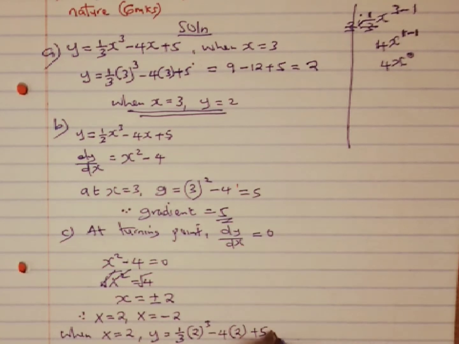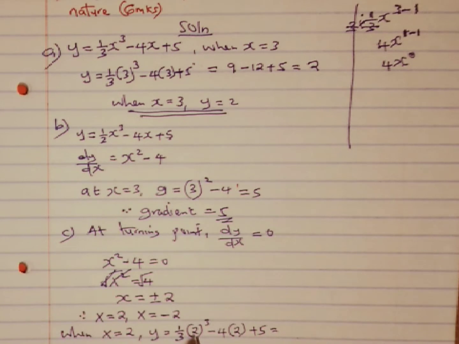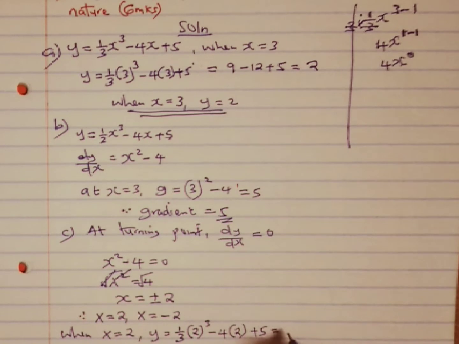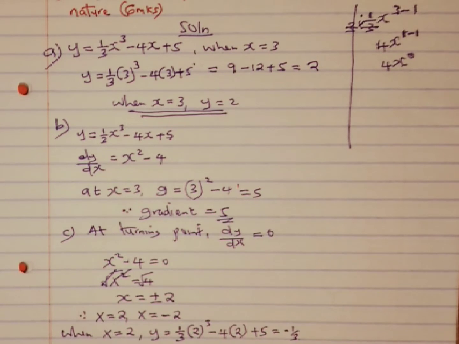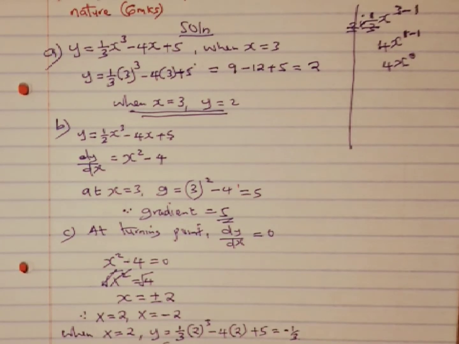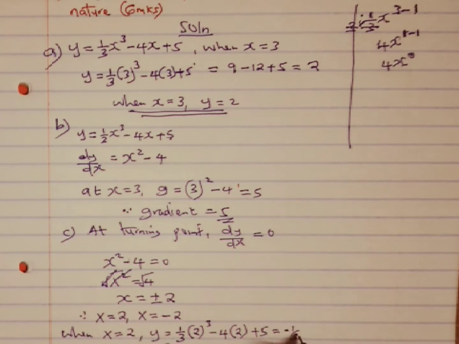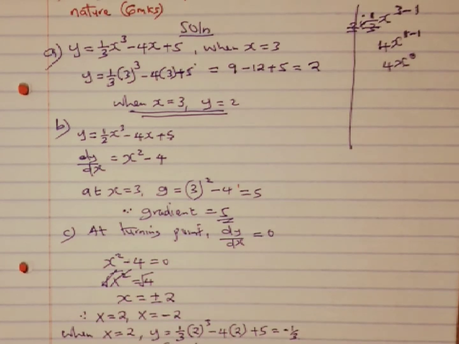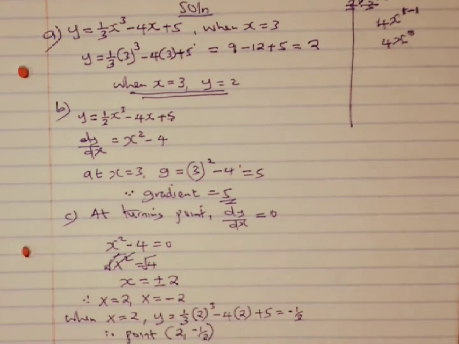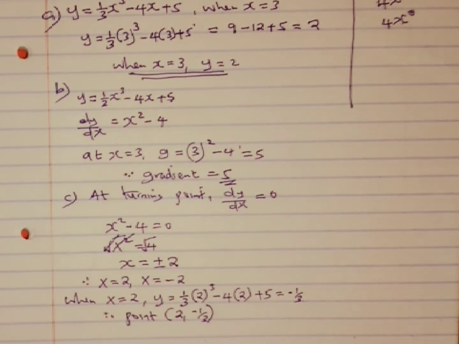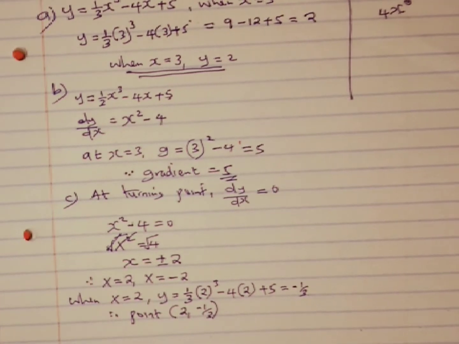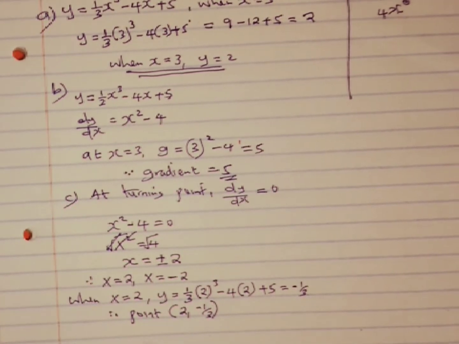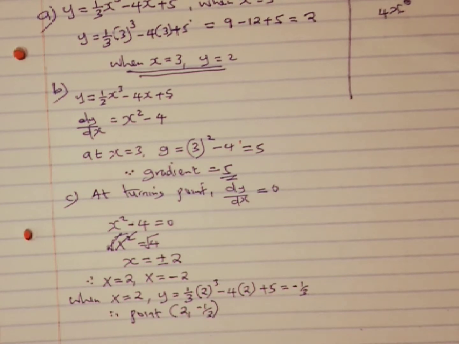That means if you take a third times 2 power 3 minus 4 into 2 plus 5, this one will give us negative a third. And therefore, the point we are going to have here is going to be equal to x being 2 and the y coordinate being negative a third. Having gotten this particular point here, we can now move down and determine the nature of this point.